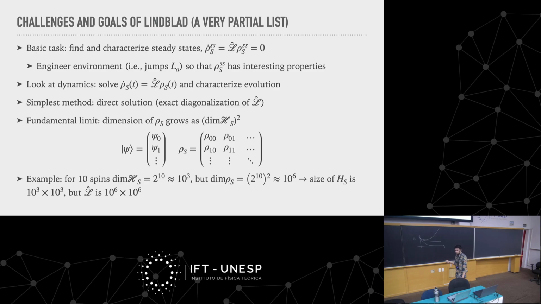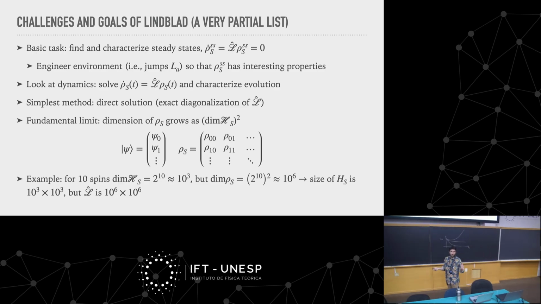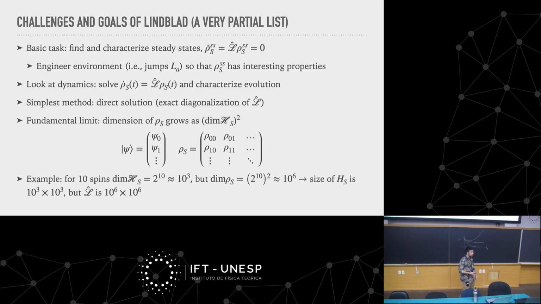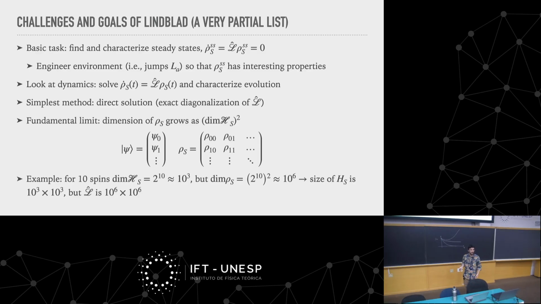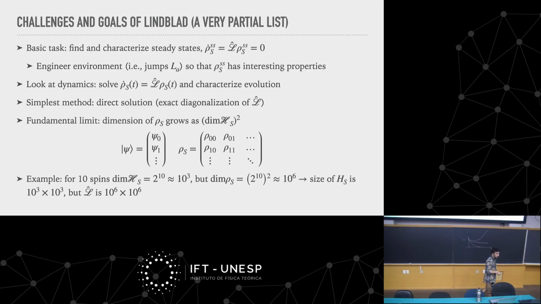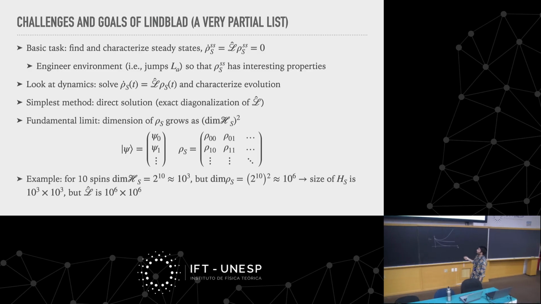And the simplest method is essentially what I showed you before. You write down explicitly the equations, maybe on a computer, and you solve them. They are ordinary differential equations. There exist tons of routines which solve them without much effort. This is called exact diagonalization. The fundamental limit, as usual, is the number of equations you have. Pure states, so unitary dynamics, live in the Hilbert space, so it's a list of numbers. Density matrices are matrices, so they have the square of the number.